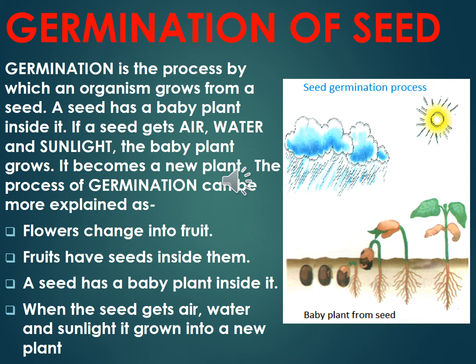Now a seed has a baby plant inside it. A seed always contains a baby plant. If I'm sowing that seed inside the soil, and the seed is getting air, water, sunlight, everything, then it grows into a new plant, and that is known as germination of seed. Right, children?